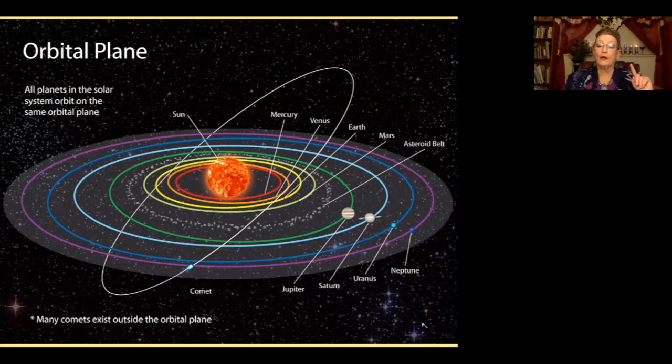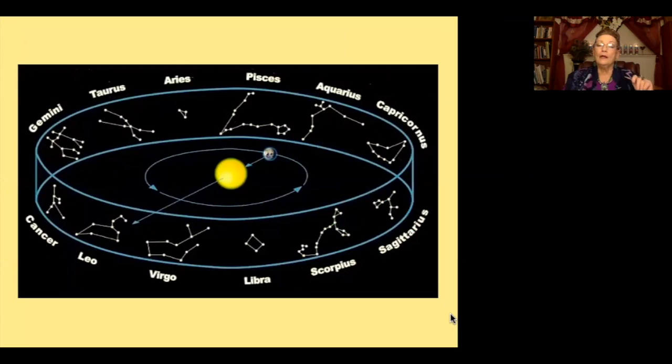The next slide illustrates the constellations, and that's the same thing as saying the signs of the zodiac, as they are in a ring around the ecliptic. So here we just have the sun and the earth. We don't have the other planets. And the orbit of the earth is in the ecliptic, and this ring of constellations is in the sky in that same plane.